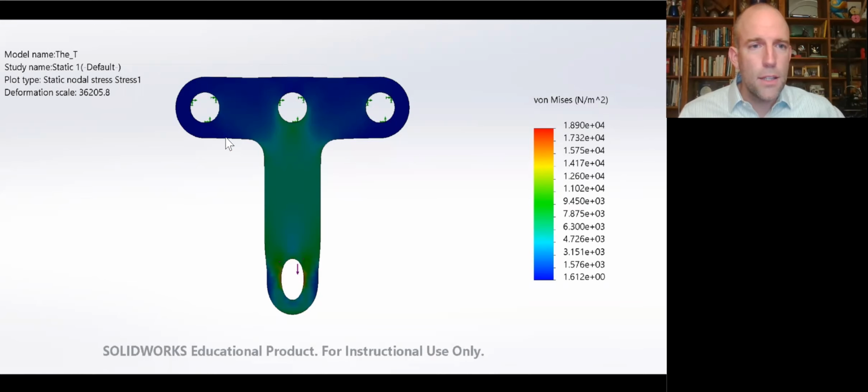So we've got this T shape, we put some holes in, you can see the dimensions are a little different, that's okay. And then we just fix the insides of these holes and apply a force downwards at that center bottom hole. And this pattern here is a pattern of stress. Dark blue means very low stress, and as you get more towards red, you get higher and higher stress. So the middle part here is stressed. You can see it's elongated. The deformation scale is pretty big, so it's exaggerating how it deforms under this load.